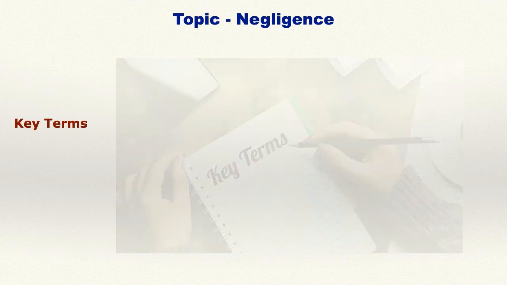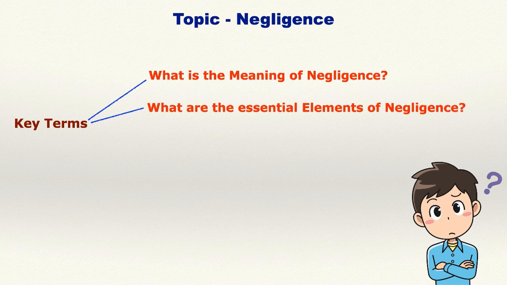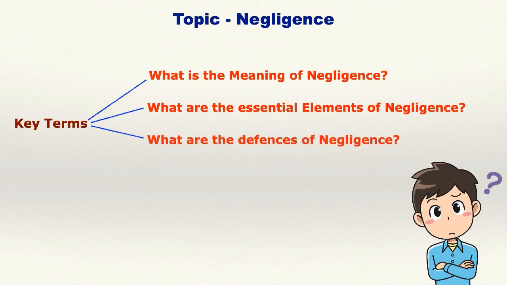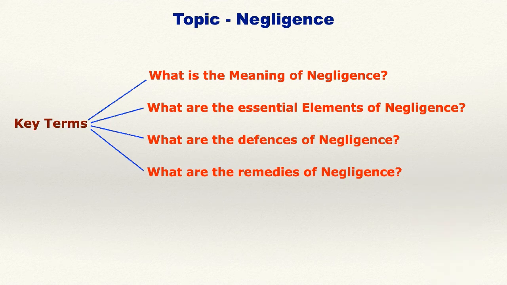The first key term that I will discuss in this video is the meaning of negligence. The second one is the essential elements of negligence. The third one is the defenses of negligence. And the last one that I will discuss is the remedies of negligence. Likewise, in this video, I will discuss the four elements of negligence. Okay, so let's begin with the meaning of negligence.